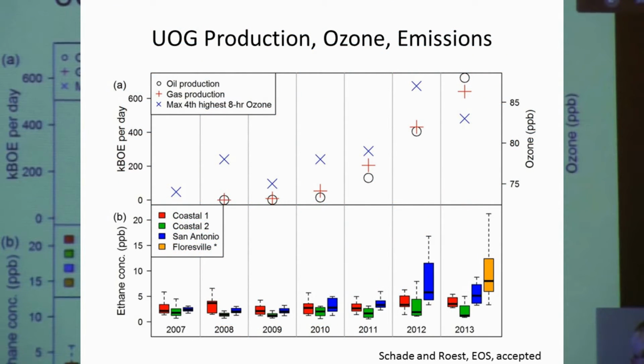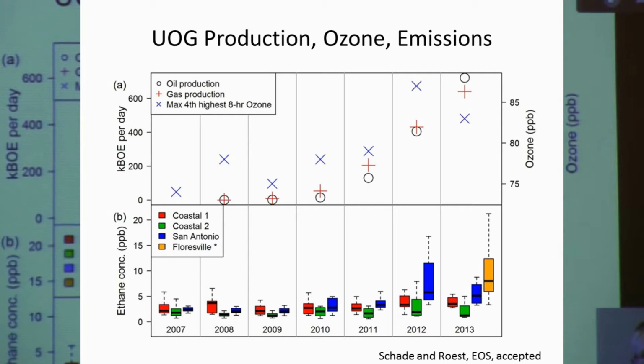So what we find is that unconventional oil and gas has been increasing exponentially since 2010 in the area. The crosses here mark the 4th highest ozone for each year in San Antonio. And on the bottom you see an analysis of ethane data for all the years at 4 different locations. The red and green are the 2 coastal sites, and what you can see is that for a clean air mass origin out of the Gulf of Mexico, these levels have not changed very much at all.